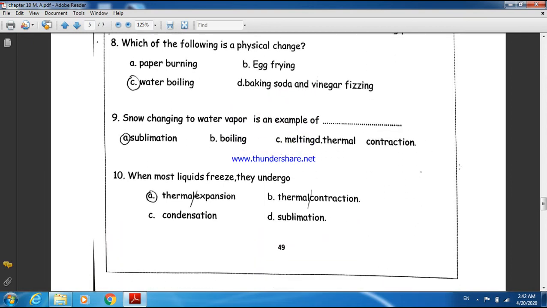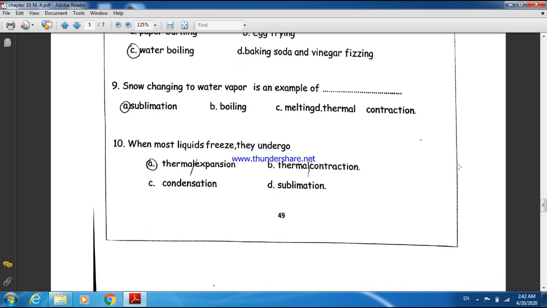Number 9, snow changing to water vapor is an example of sublimation. You know, sublimation is a process by which the substance changes from solid state to gaseous state without passing through the liquid state. Okay, so sublimation, like the dry ice, you'll find it solid and it changes into gas. Sublimation.